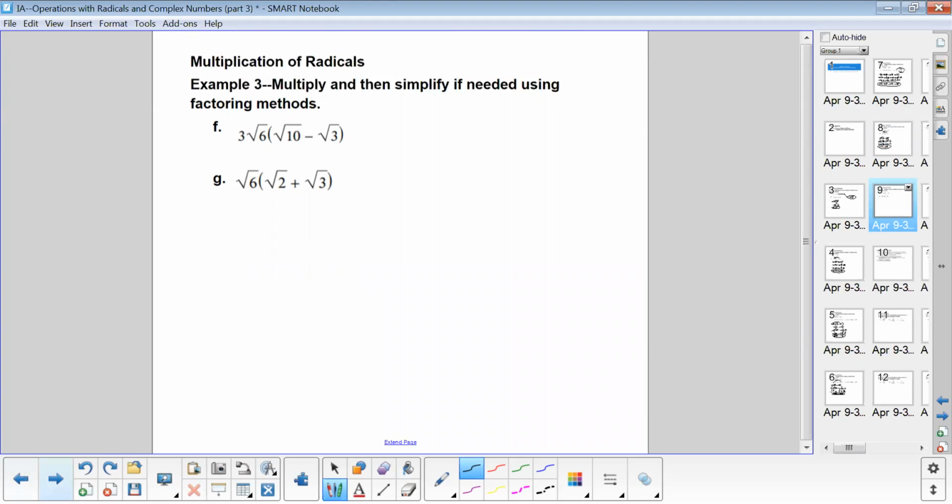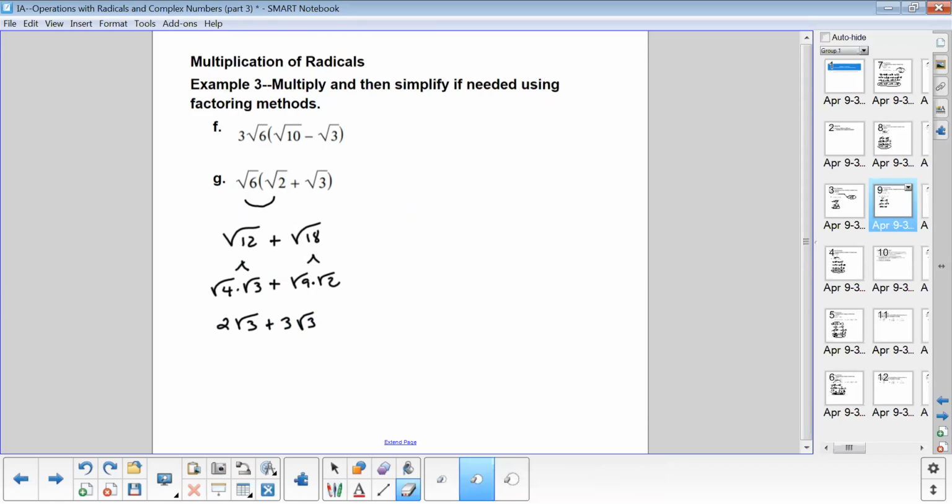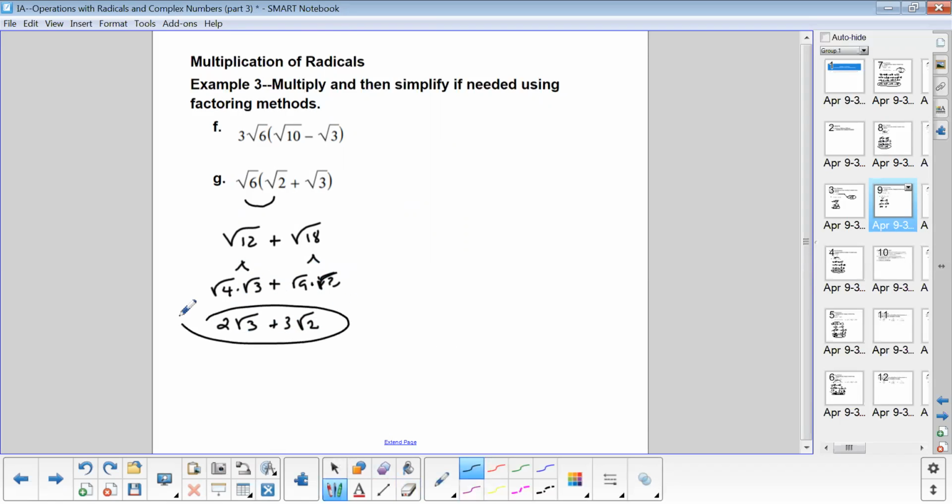So we'll look at part G. Square root of 6 times the square root of 2 would give us the square root of 12 plus the square root of 18. And just previously, we know the square root of 18 would be the square root of 9, square root of 2. And then the square root of 4 and square root of 3. So this will be 2 square roots of 3 plus 3 square roots of 2. Square root of 9, square root of 2, and 3 square roots of 2. And that would be your final.